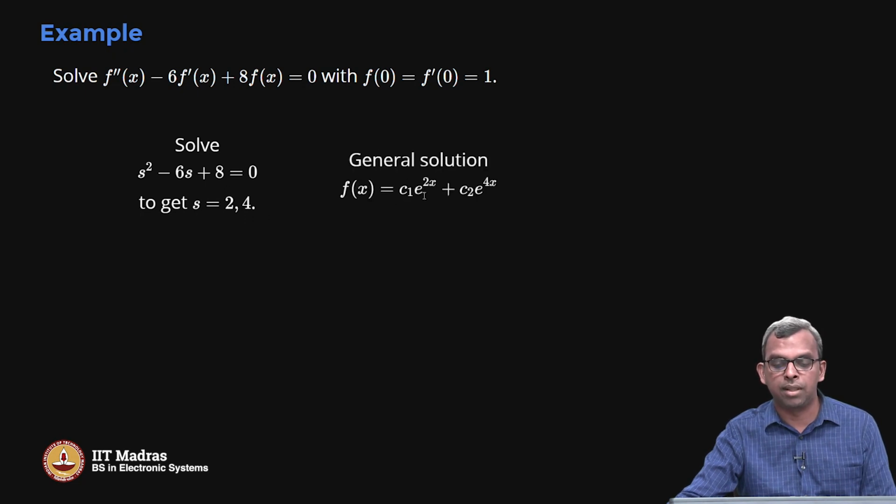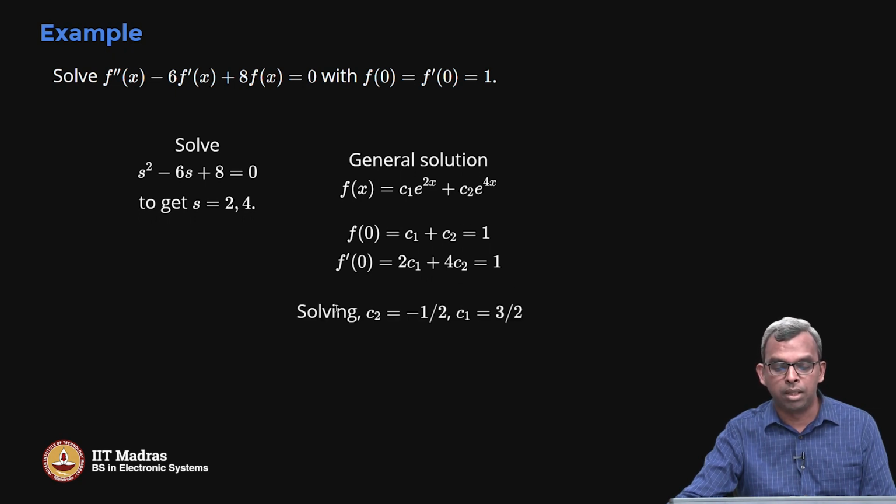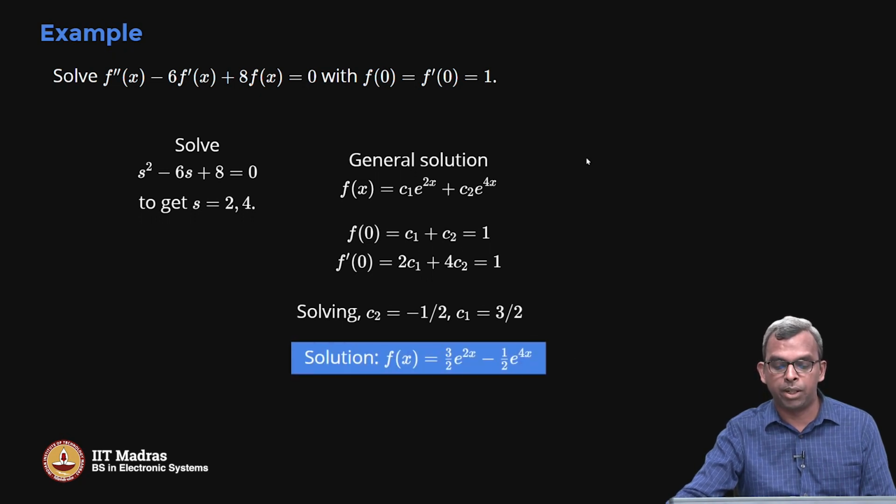The general solution is c1 e power 2x plus c2 e power 4x. How do we find c1, c2? f of 0 is c1 plus c2 equals 1. f prime of 0 is 2c1 plus 4c2 equals 1. You solve it, you get c1 and c2, and you plug it back in, you get f of x as 3 by 2 e power 2x minus 1 by 2 e power 4x. Once you get a solution, you should plug it back into this equation and check that it actually checks out, and you get all these conditions that you want. Okay, so you see a very simple example.